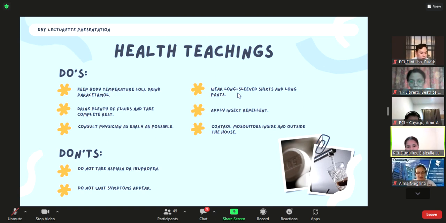And we have the don'ts. So do not take aspirin or ibuprofen. These drugs and other over-the-counter pain relievers can increase the risk of dengue fever bleeding complications. Then do not wait for symptoms that may appear. So consult a physician as early as possible.